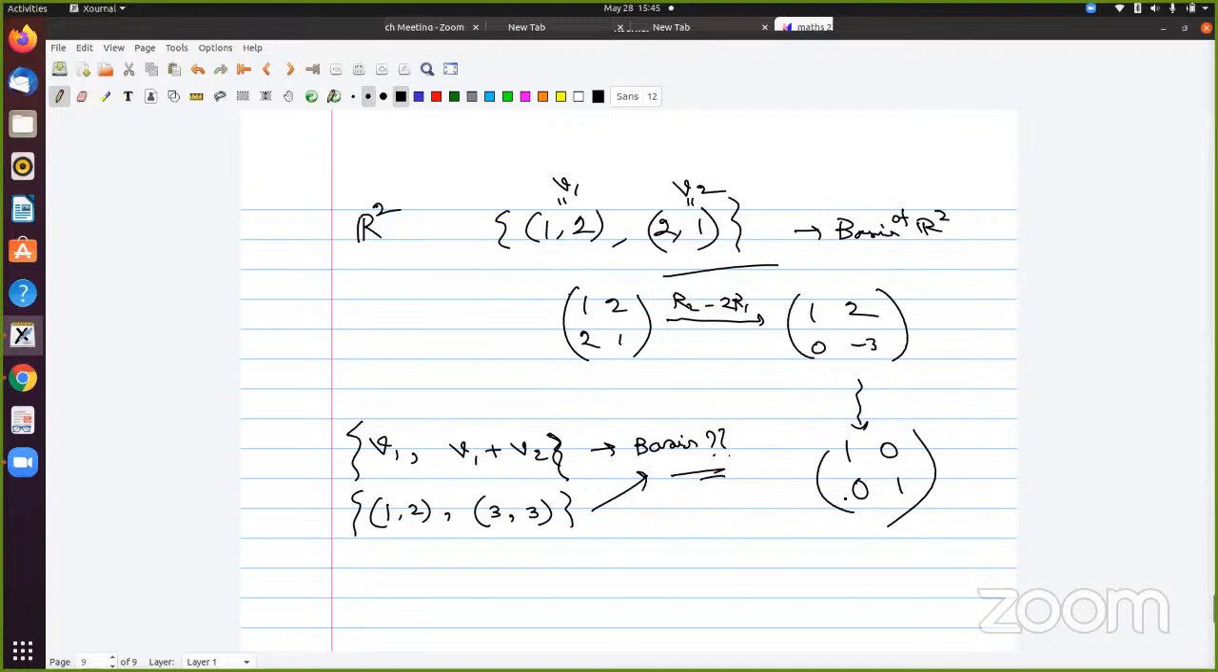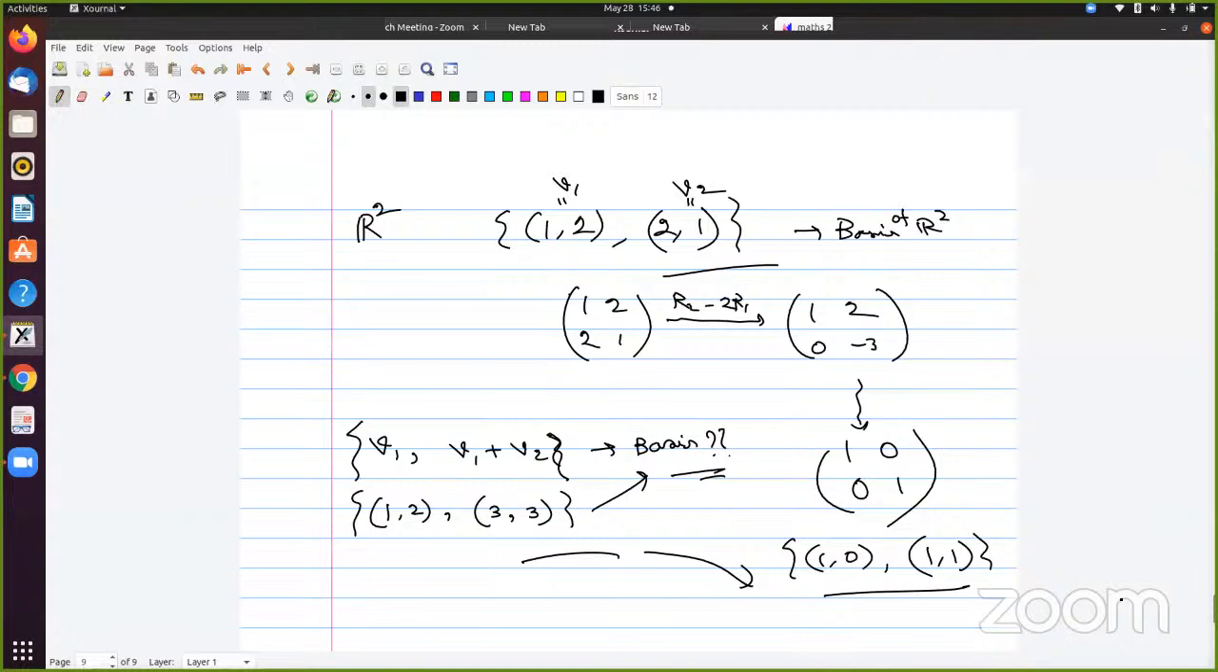Now, if you reduce this to this form, then what are your new V1 and V1 plus V2? These two are not the same set. I mean, am I making any sense? Why does this reducing not solve this problem?